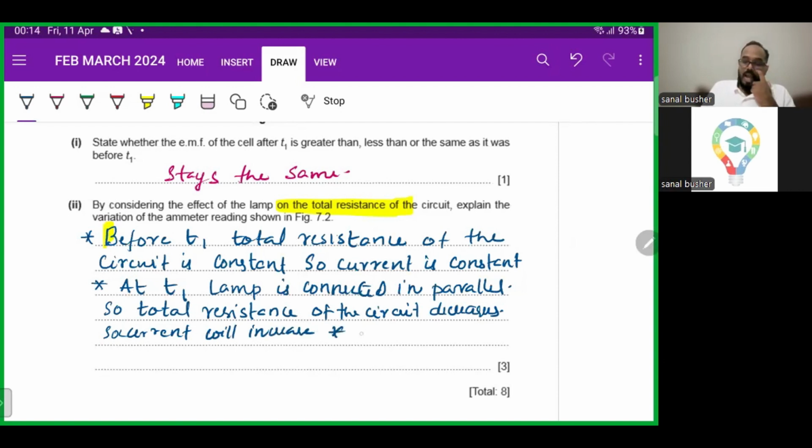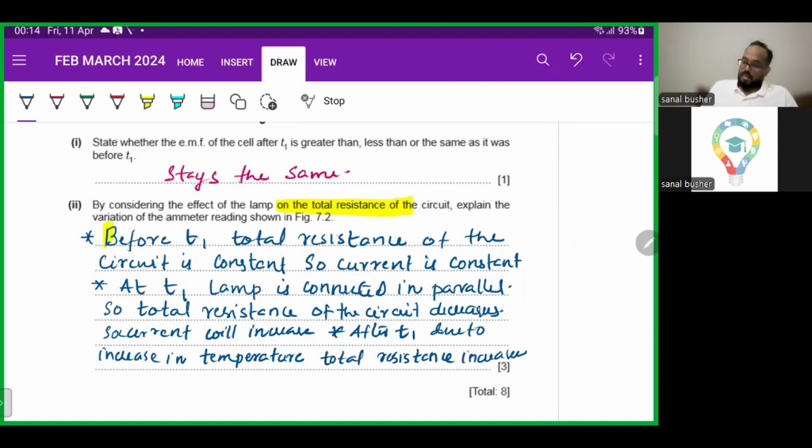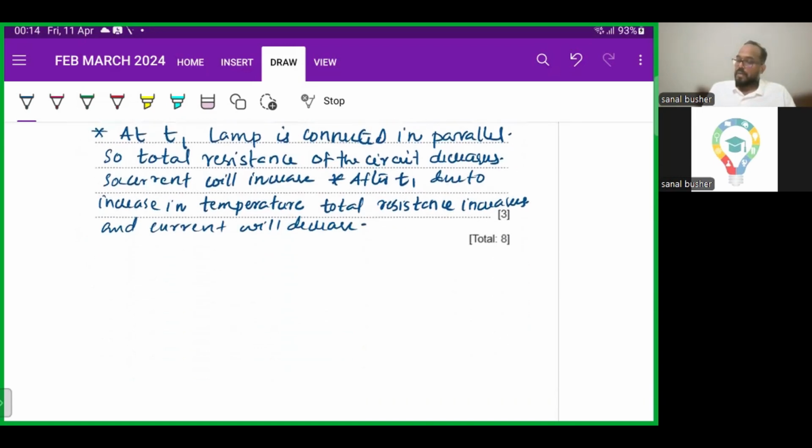Then what? After T1, due to increase in temperature, total resistance increases and current will decrease. So you need to write all these 3 points to get the full mark. Okay. Next question.